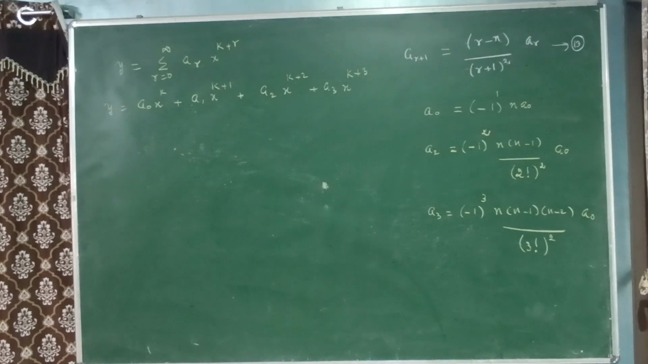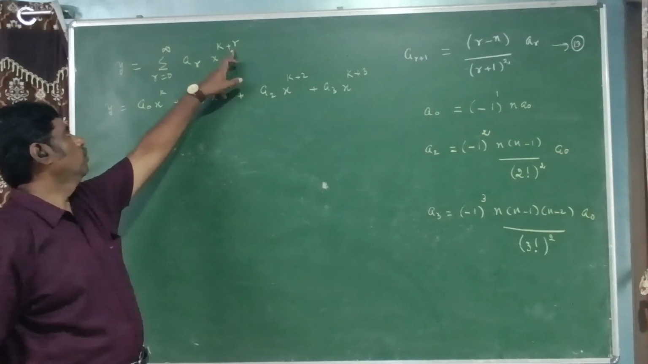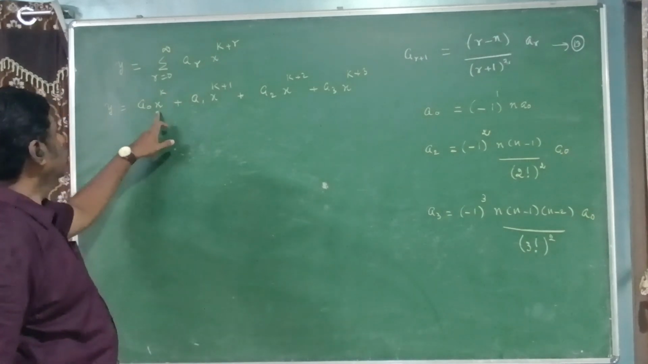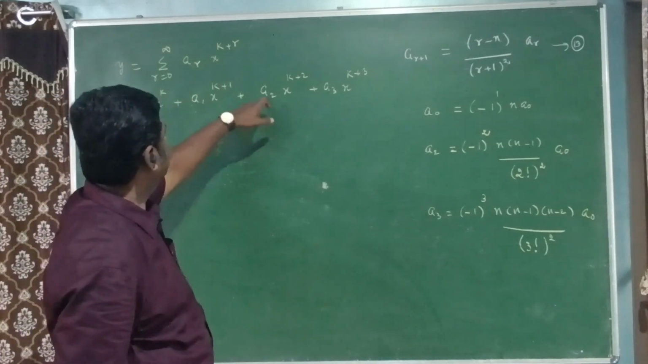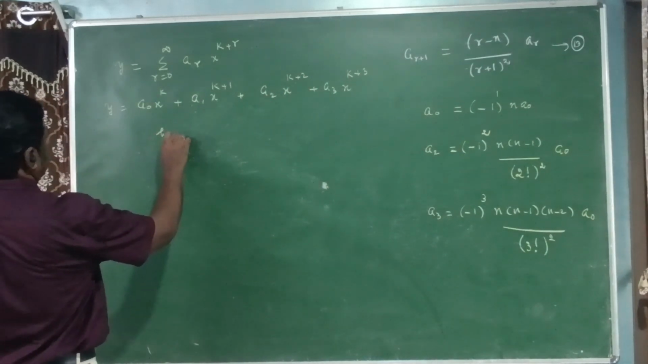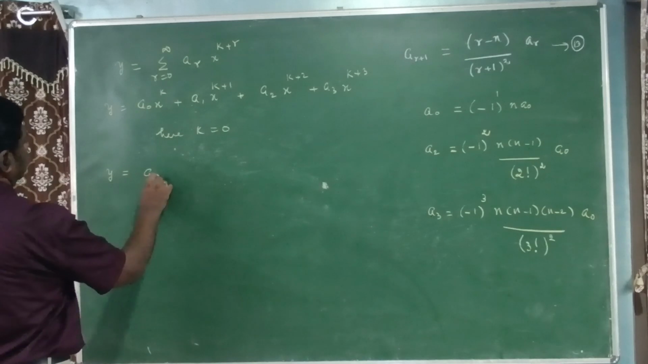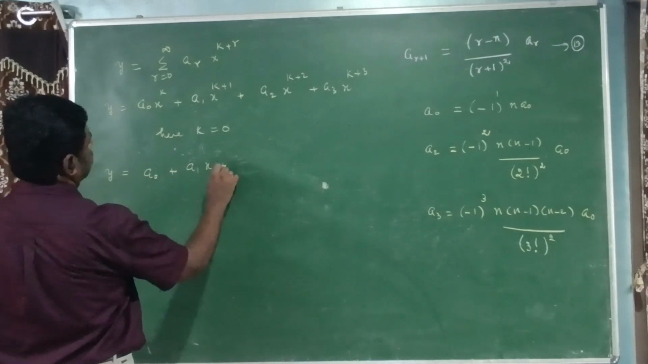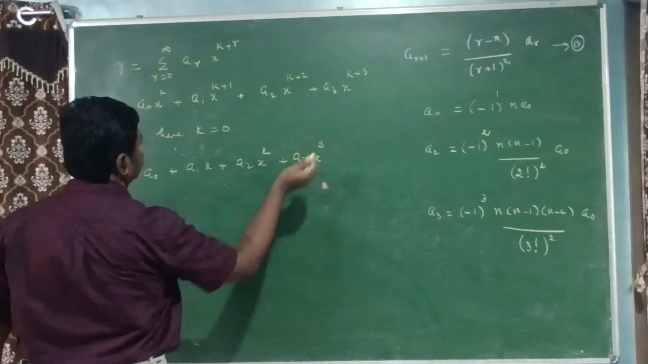y equal to summation over r equal to 0 to infinity a_r x power k plus r. If you put r equal to 0, a0 x power k, since x power 0 is 1. Then r equal to 1, a1 x power k plus 1. r equal to 2 means plus a2 x power k plus 2. r equal to 3 means a3 x power k plus 3. In our case, the value of k equal to 0. So this is modified as a0 plus a1 x plus a2 x square plus a3 x cube.